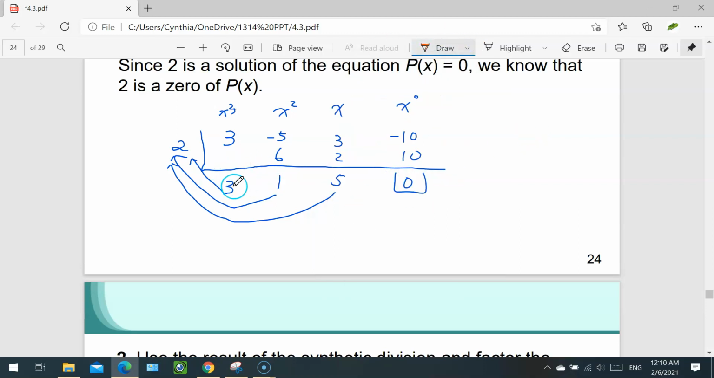Now we interpret the other numbers. What do they mean? This is a constant term. This is an x term. This is an x squared term. So if I rewrite the solution back to the function form, we can write p of x equals x minus 2, because 2 is one root, a solution they gave us at the very beginning. The other factor, I will have 3x squared plus x plus 5.